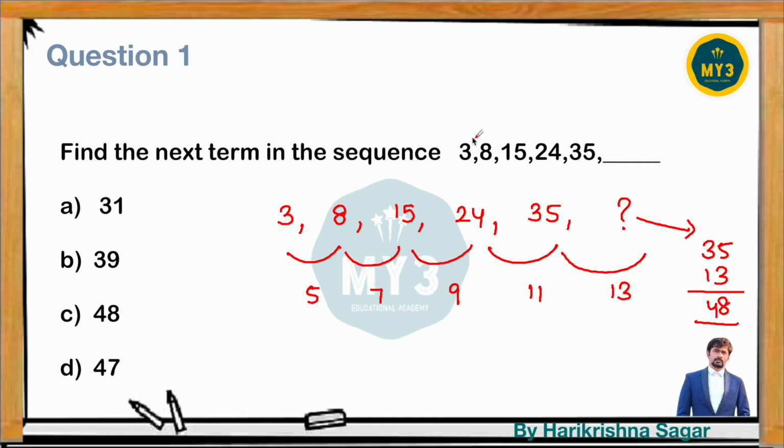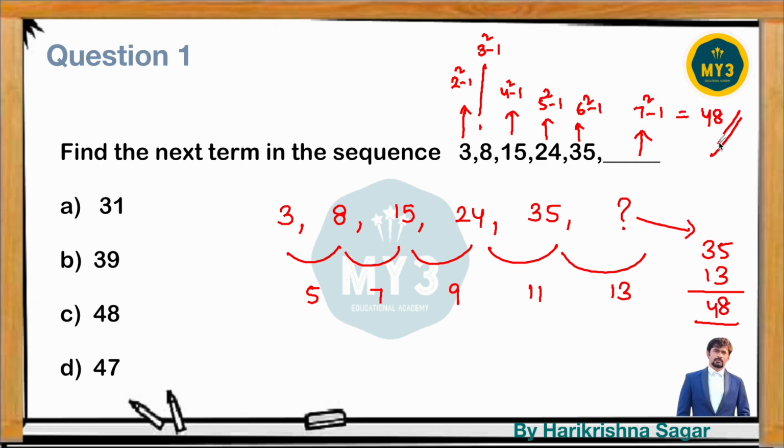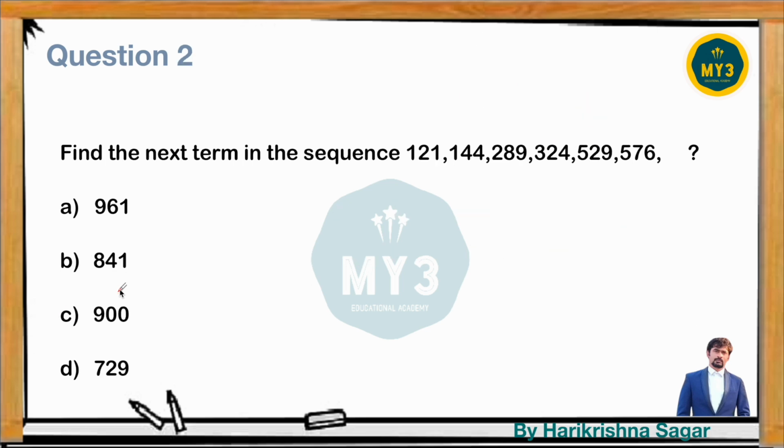Or otherwise, if you observe them carefully, what is 3? Can I write it as 2 square minus 1? Square number. And what is 8? 8 can be written as 3 square minus 1 and 4 square minus 1 and 5 square minus 1 and 6 square minus 1. The next term should be your answer. What is the next term? 2 square, 3 square, 4 square, 5 square, 6 square. Next one will be 7 square minus 1. We know 7 square is 49. 49 minus 1. Answer must be 48. Mark the answer as option C. Hope you are able to understand how the square numbers and cube numbers are applied to solve the questions of this type. And if you look at the next question, if you observe this, 121, 144, 289, 324, 529, 576.